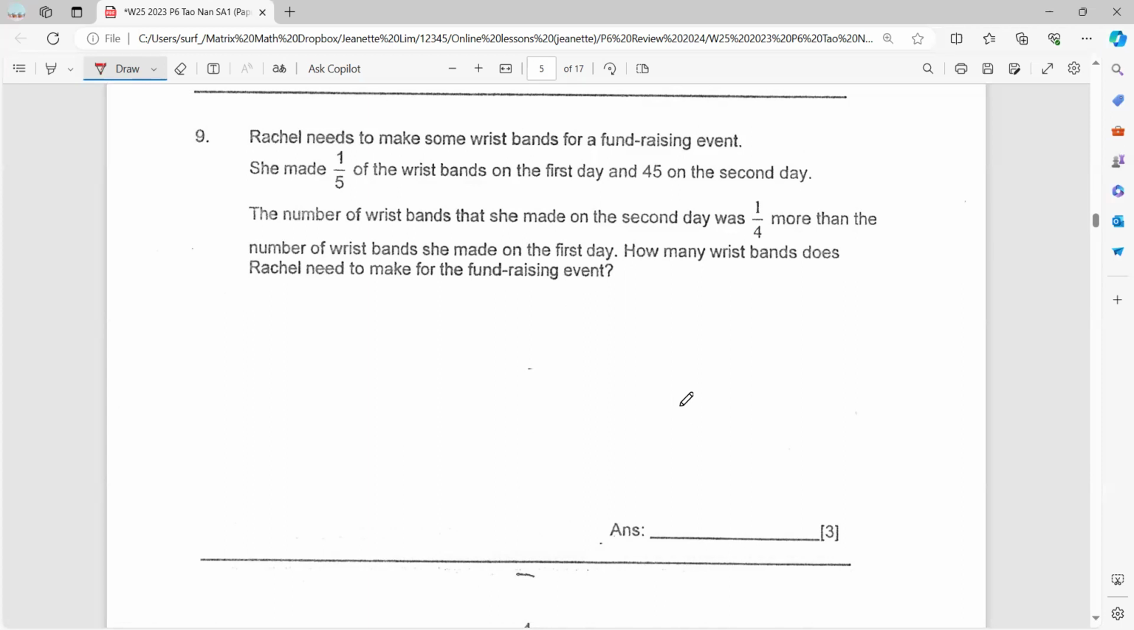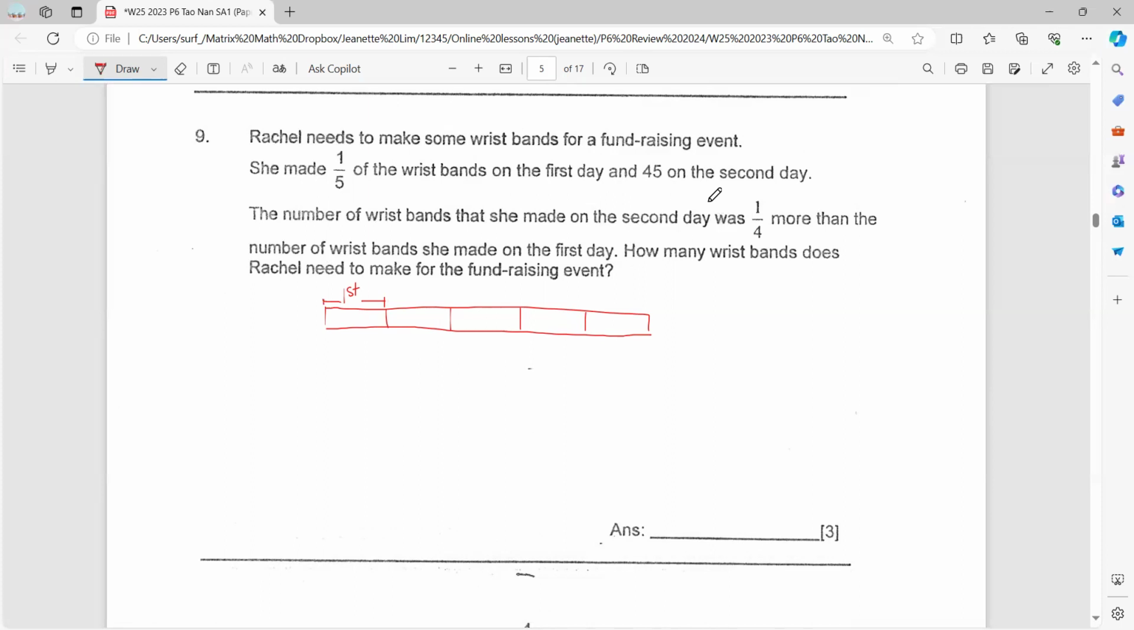Okay. So we have information about the first day and the second day. Let's draw a model. Out of the total, 1/5 is for the first day. Okay, so first day is here. For the second day, we know that it's 45, but we don't know how big 45 is, right? If you read on, they said that the second day is actually 1/4 more than the first day.